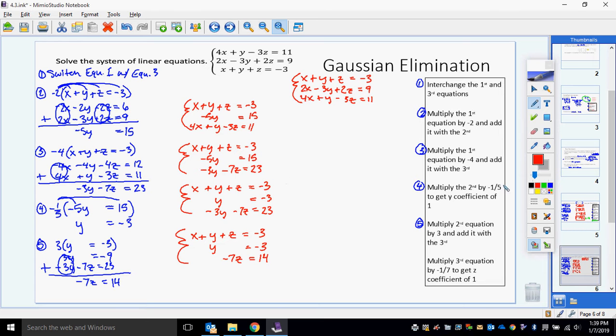So the last thing I want to do is to get that negative 7 to be a 1, which means I need to multiply the third equation by negative 1/7. In other words, divide by 7, right? Just like up here I divided by negative 5. It means the same exact thing. So in step 6, I'm going to multiply this equation by negative 1/7.